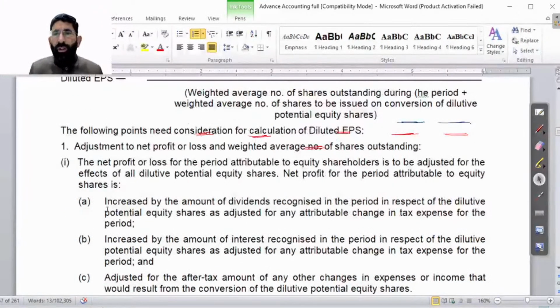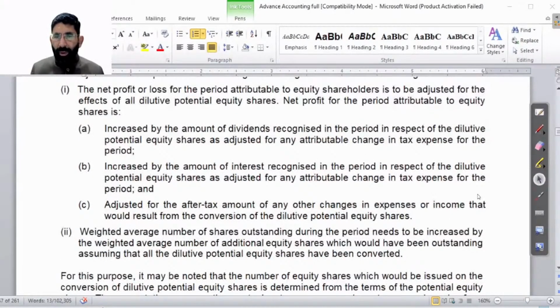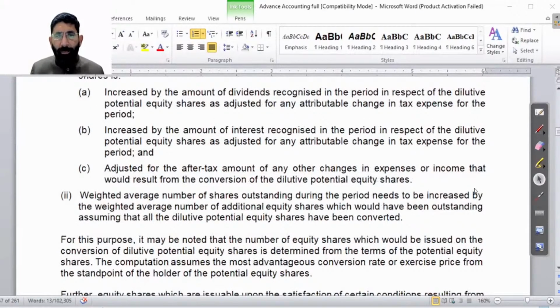So what are the important points to be kept in mind while doing this? Let's see that. These are some important points to be kept in mind. First of all, the net profit or loss for the period is to be adjusted for the effect of all potential equity shares. Net profit is to be increased by the amount of dividend recognized in the period in respect of the diluted equity shares as adjusted. So that we have already done. All that we have already discussed.